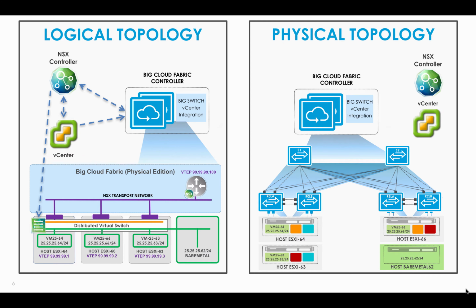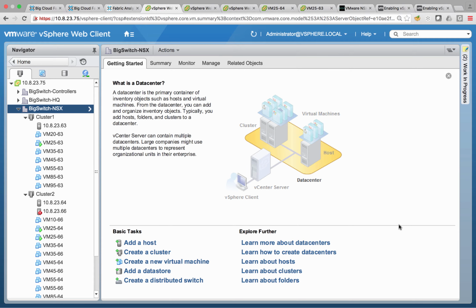On the right-hand side, there's a physical topology with VCF, vCenter, and NSX controller. 3 virtualized hosts are connected to the fabric across 2 racks, and 1 bare metal host is connected as well. Let's have a look at our vCenter and NSX setup.